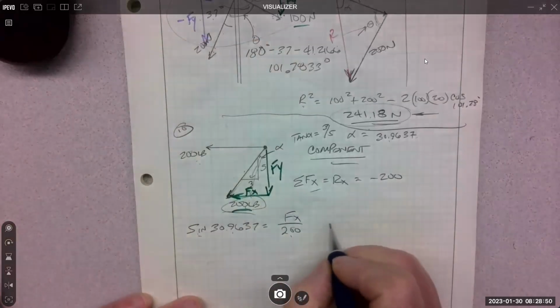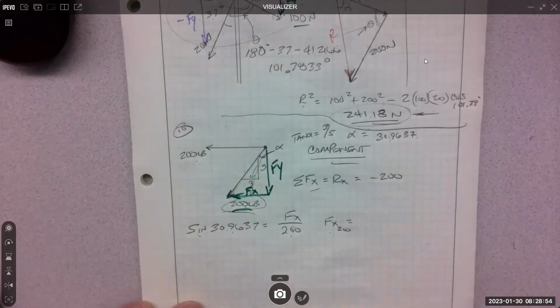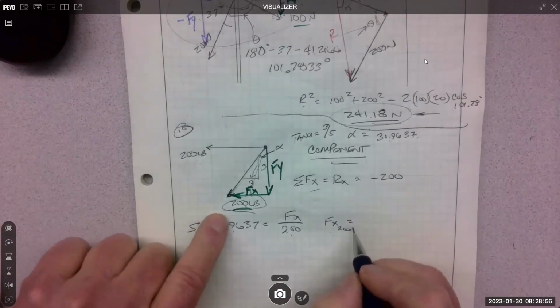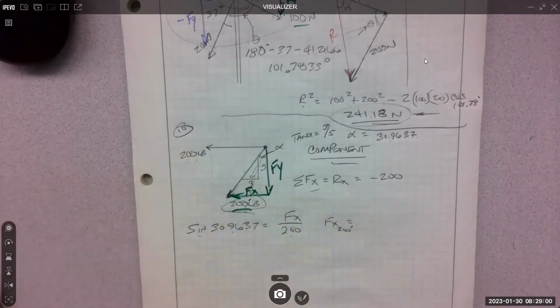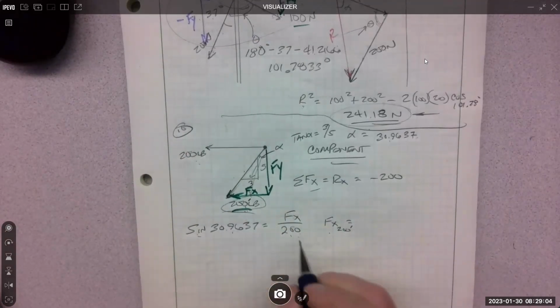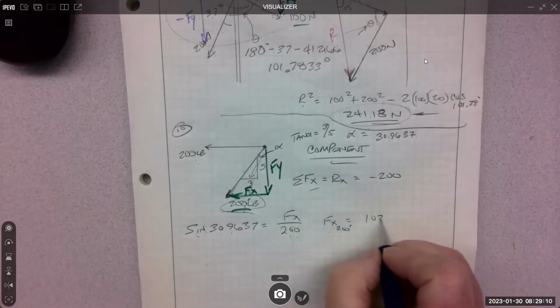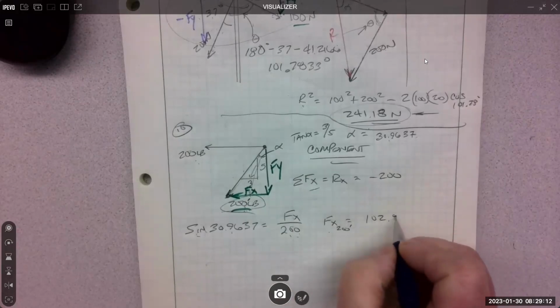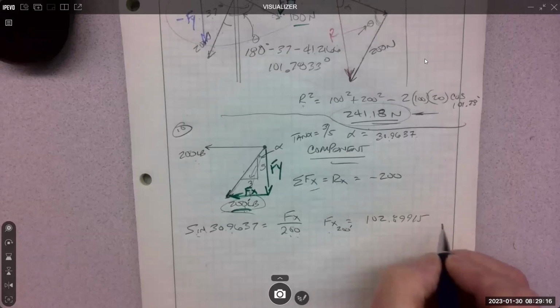So for Fx, this is Fx of the 200. Well, I'll call it 200 prime, they're both 200, so that's confusing. Right? And I take 200 times the sine of that number. 102.89915 pounds.